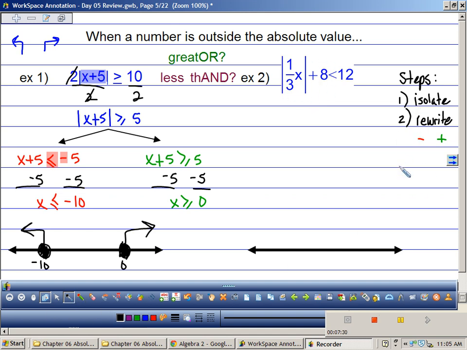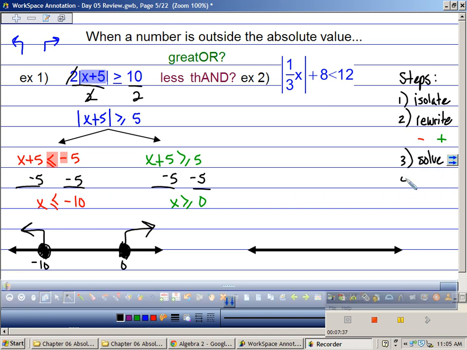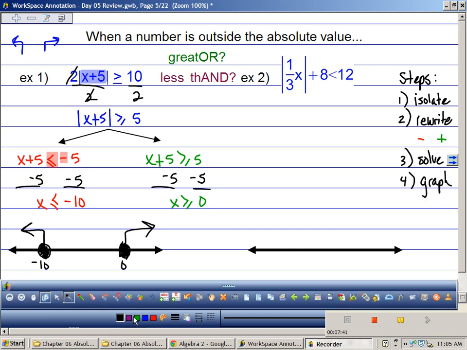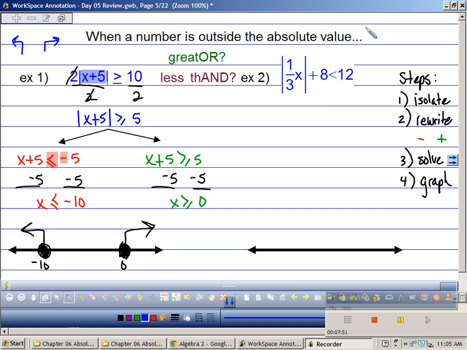We should finish our steps over here. So rewrite, and then what's my last step? Solve, and then if it asks you to, then you would graph it. All right, so let's look over here. Less than. What are those signs going to look like? Are those signs going to be going towards each other or away from each other? Less. Towards each other. Okay? Now we've got a mental picture of what it should look like.